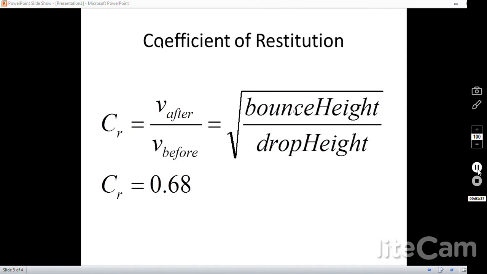A coefficient of restitution of 0 means that the collision is perfectly inelastic, while a coefficient of 1 means that it is perfectly elastic. For this lab, the coefficient of restitution that I found was 0.68, meaning that it tends to be a more elastic collision.